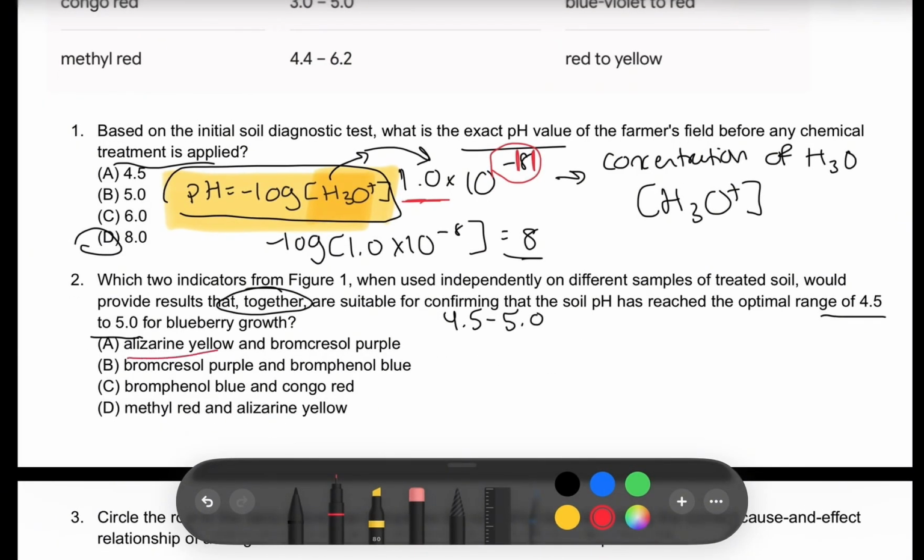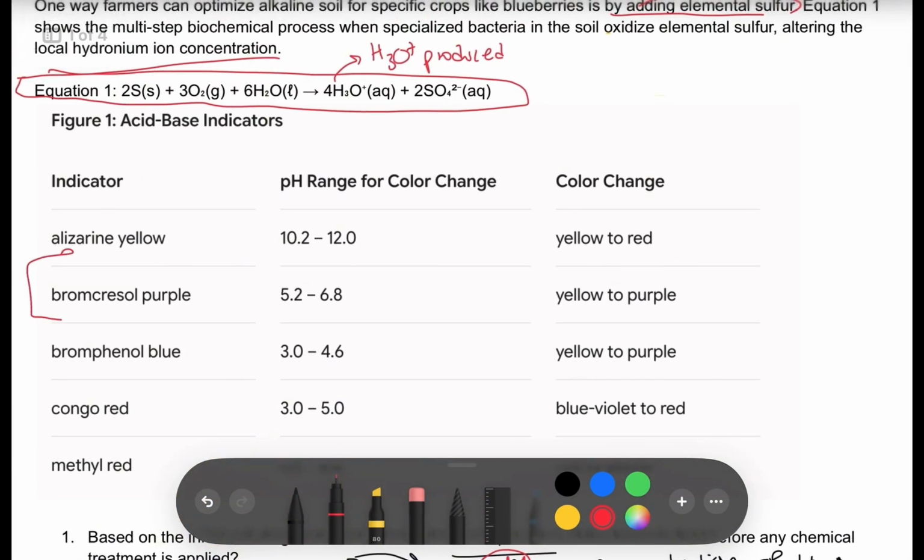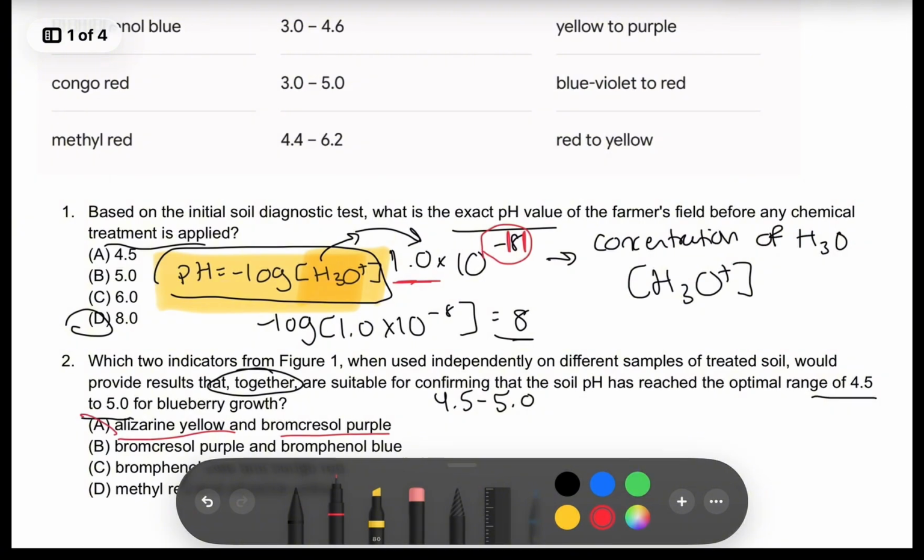So let's look at our first option. We have Alizarin yellow and Bromocresol purple. We can see that the pH for Alizarin yellow in the lower end is 10.2, and then for Bromocresol purple, the upper end is 6.8. So if we rewrite the range that we do want, which is between 4.5 and 5, this range would not be suitable because it's too broad. It's too big of a range, so it's going to be harder to narrow it down. So this one won't work because, again, 10.2, way off. So it won't be that one.